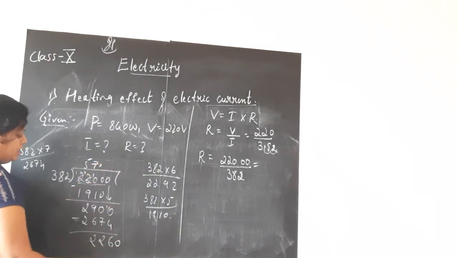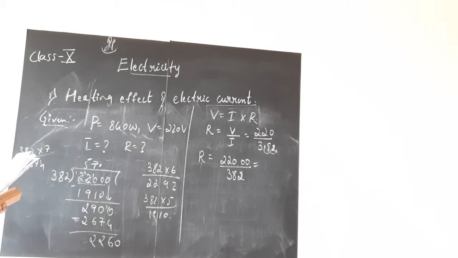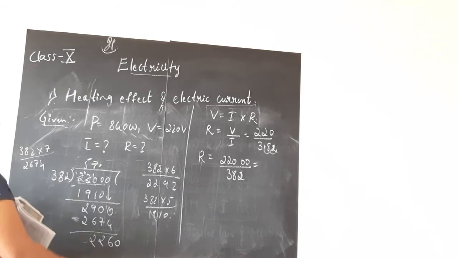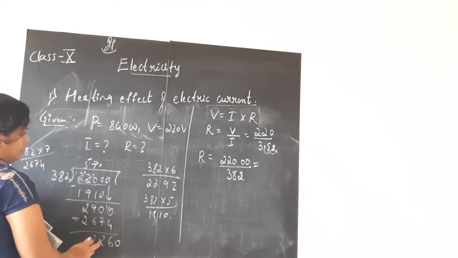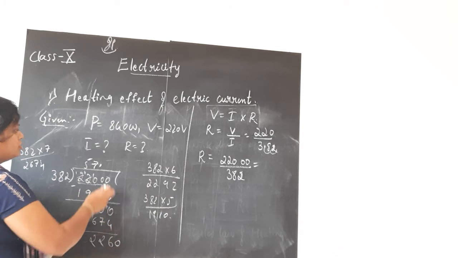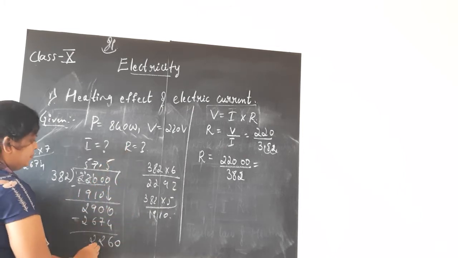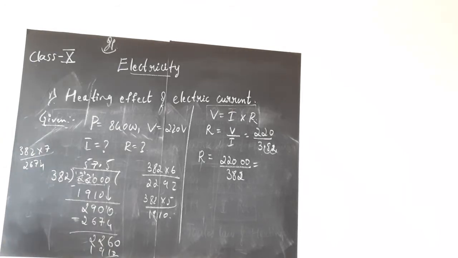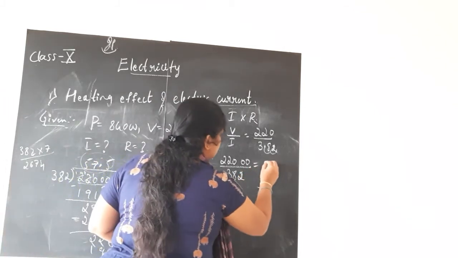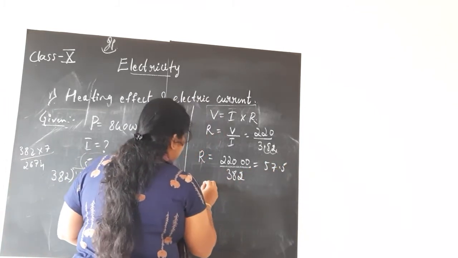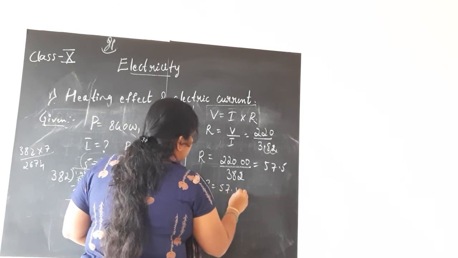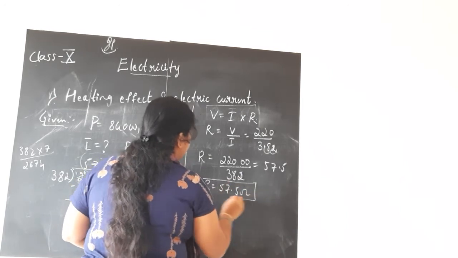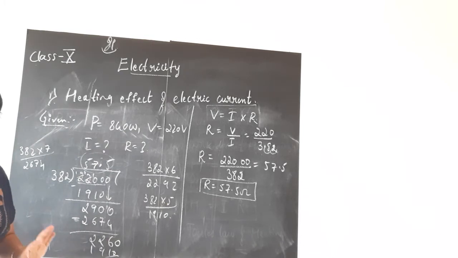Keep one decimal point, take 1 0. Next, if you try, children, 5s are 1910 here, whereas 6s are 2292, so again we shall go with 5s are 1910. I will not do the subtraction there. I don't want the remainder. I want this answer, resistance, that is 57.5 ohms.